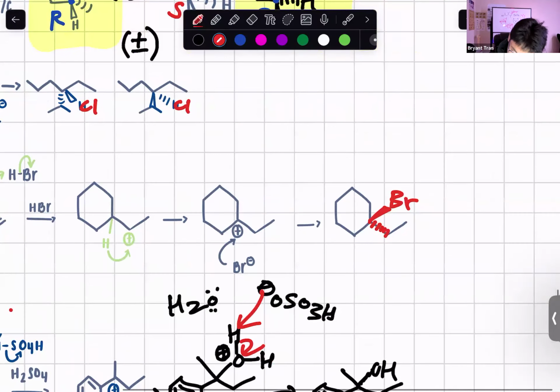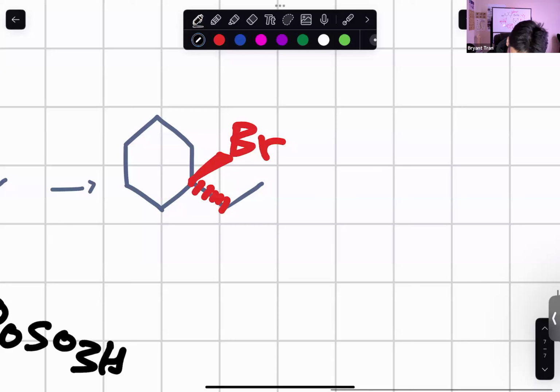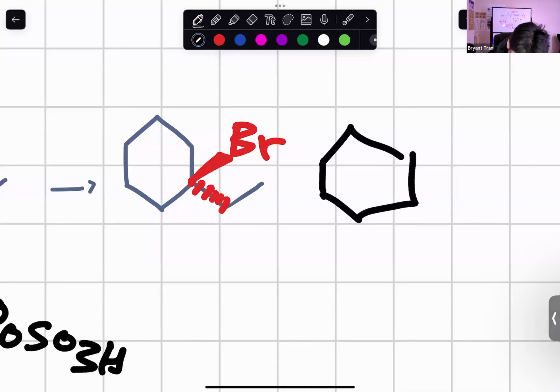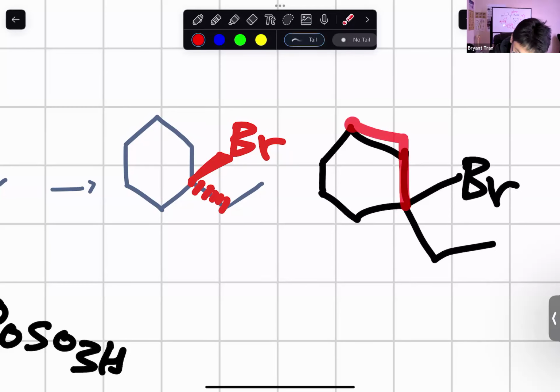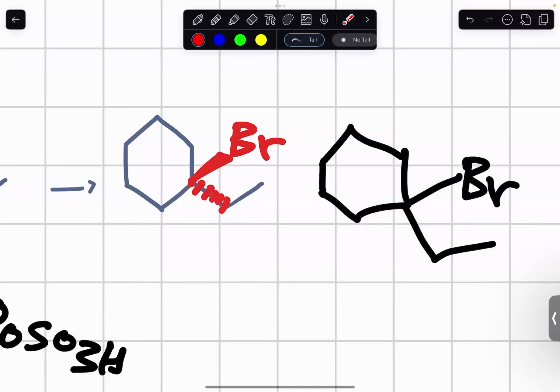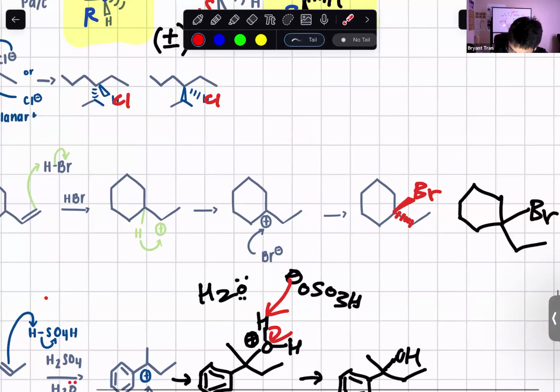And since there's no chiral center here, we could actually just leave it as flat and planar, because we only put wedges and dashes for chiral centers. This is not a chiral center because this group is the same exact group as that group right there. I think I just forgot to add the bromine there. Yeah, it's okay.